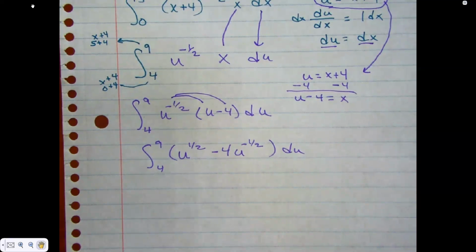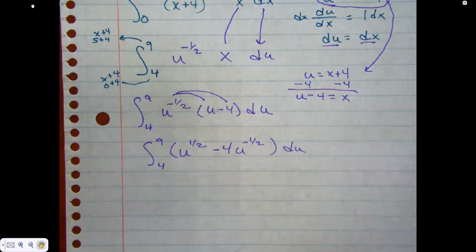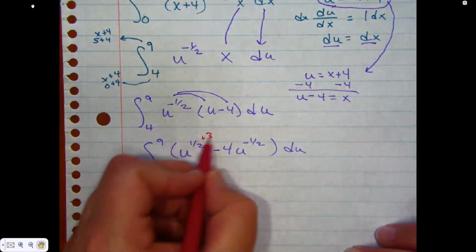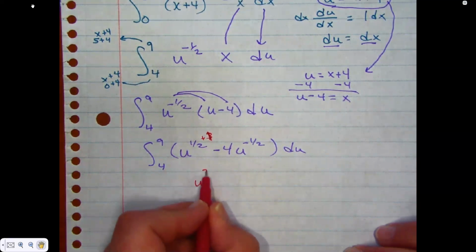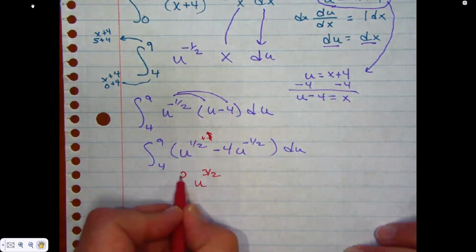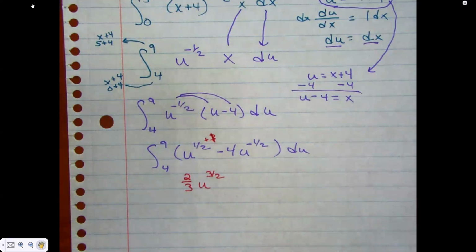And now we can take the integral of each one. Add 1, divide by the new. Add 1 takes us to 3/2. Divide by the new, so that would be, are we okay going right to 2/3? Dividing by 3/2 is multiplying by the reciprocal.